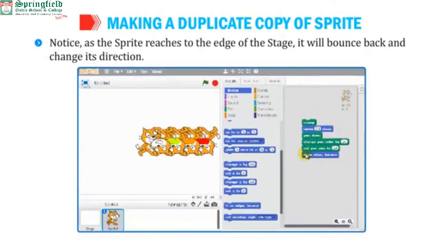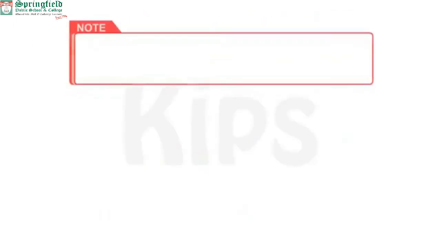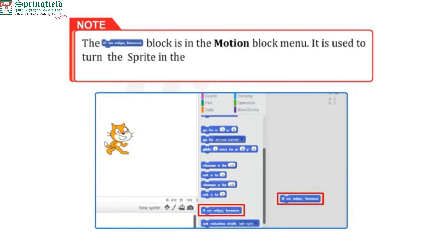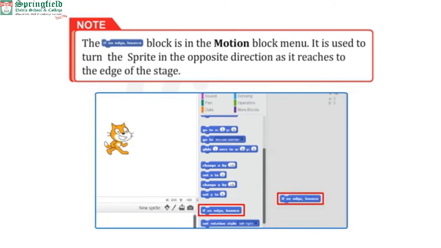Students, note, the if on edge bounce block is in the motion block menu. It is used to turn the sprite in the opposite direction as it reaches the edge of the stage.